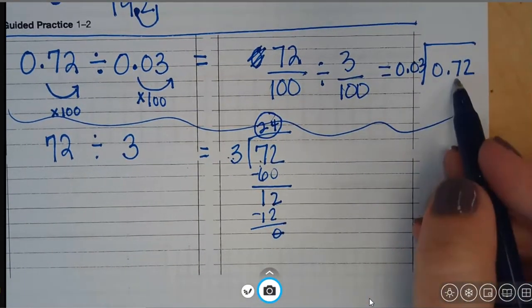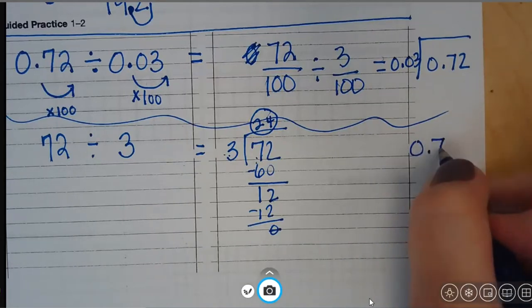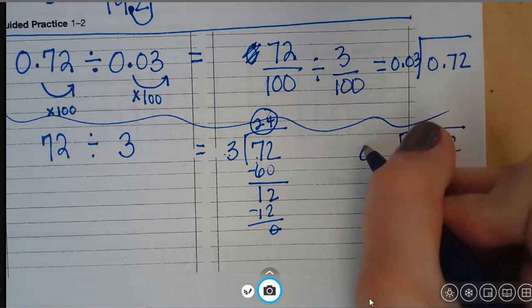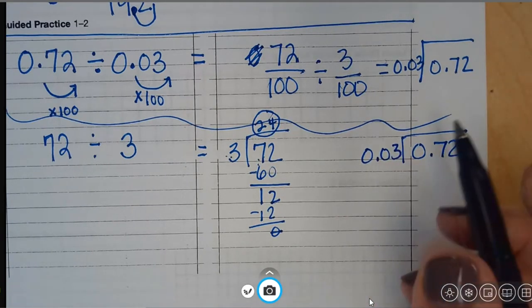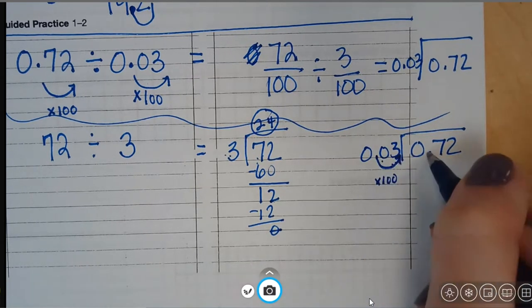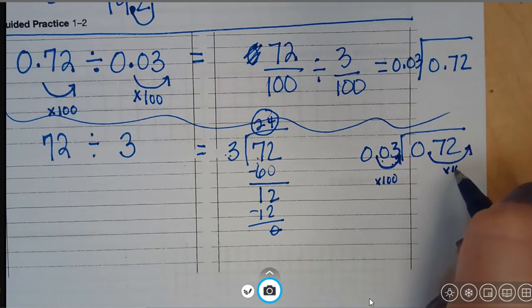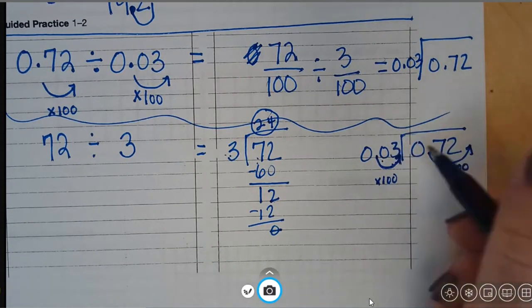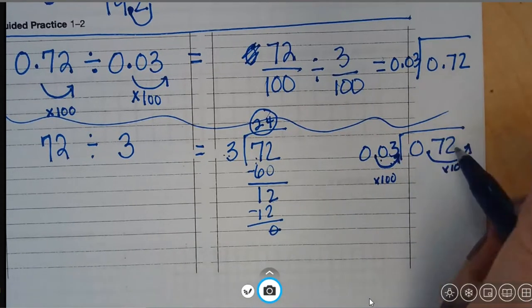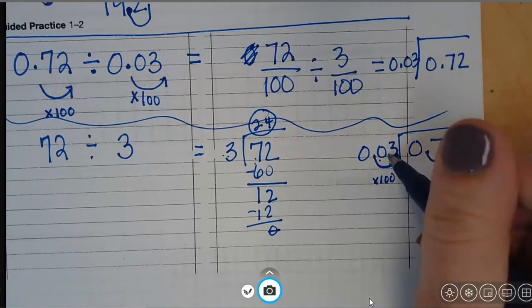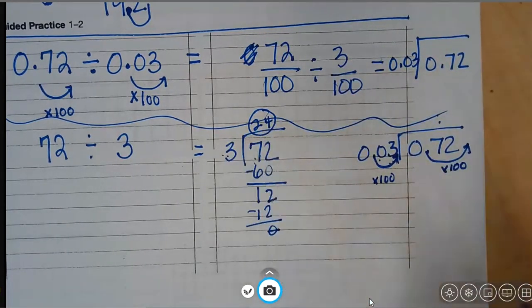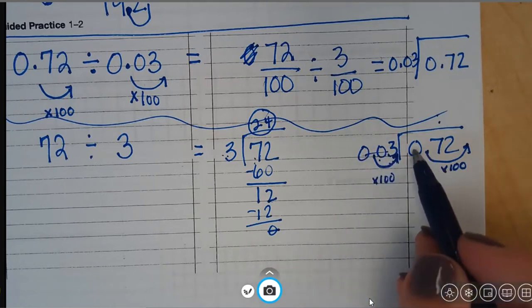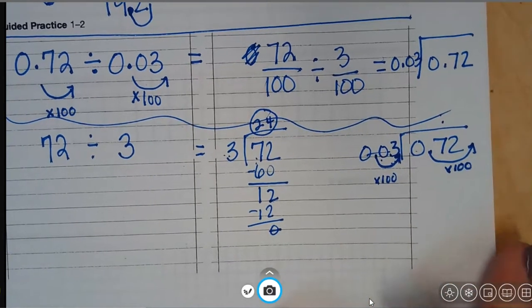If I had it like this first, I really just do the same thing. The goal is to get the decimal point out of your divisor. It doesn't matter if it's in the dividend or not. So I have to multiply by 100 because I have to get the decimal point out of the divisor, which means I need to multiply this by 100. So I end up with 72 divided by 3. Or 3 times what equals 72. And again, the answer would be 24 because it's the same process. If you need to rewrite it so you can get the zeros out of there for your own brain, that's fine.